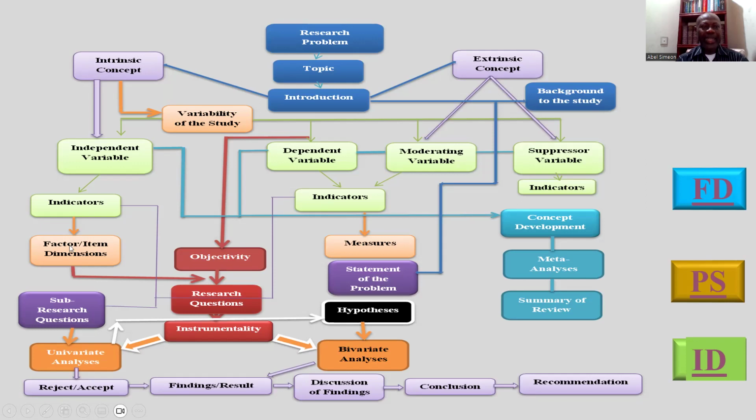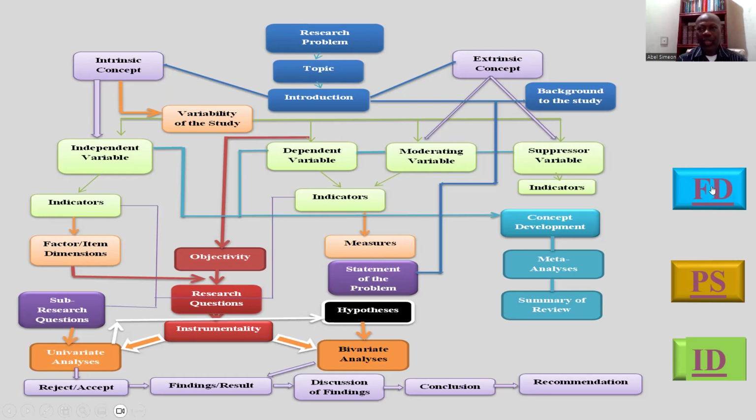Now, the dimensions are usually the indicators of the independent variable, while the measures are the indicators of the dependent variable. The independent variable has dimensions, and then the dependent variable has measures under it. These measures and dimensions could either be factor dimension or factor measure, or item dimension or item measure.